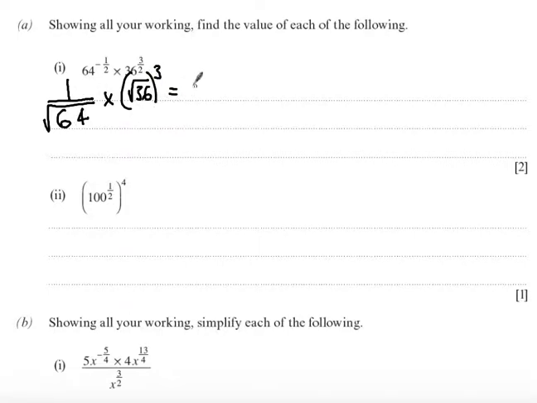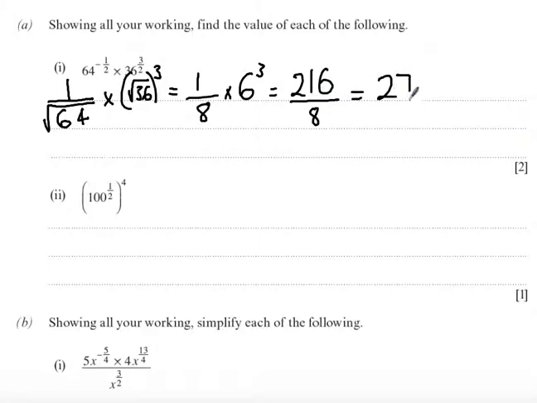So 1 over the square root of 64, square root of 64 is 8, so I get 1 over 8, times by the square root of 36 is 6, so I get times 6 cubed. 6 cubed is 216, so you get 216 over 8, and if you divide 8 into 216, you get an answer of 27.